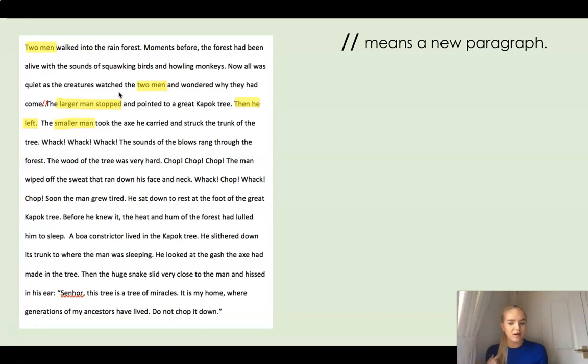The smaller man and the larger man, are they the same person? No, they're not, are they? So the focus also changes here too. So now you can see that actually we've only got a sentence as our second paragraph there. And that's okay, because the focus has changed.